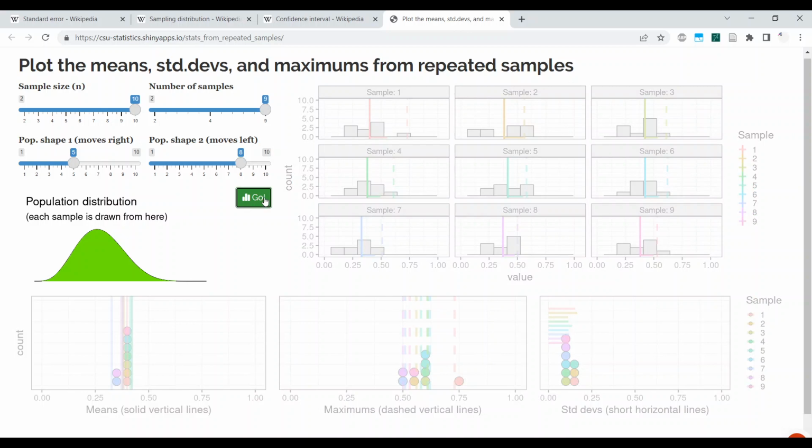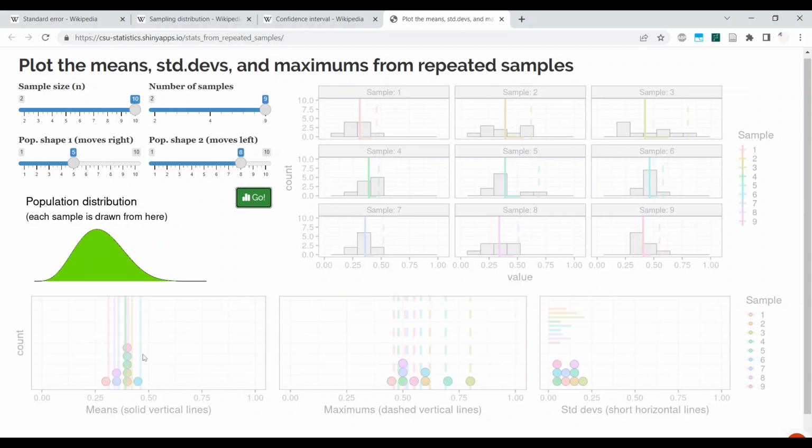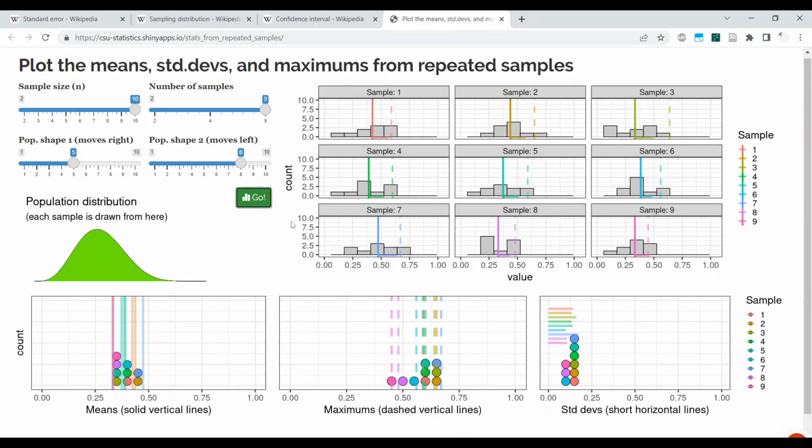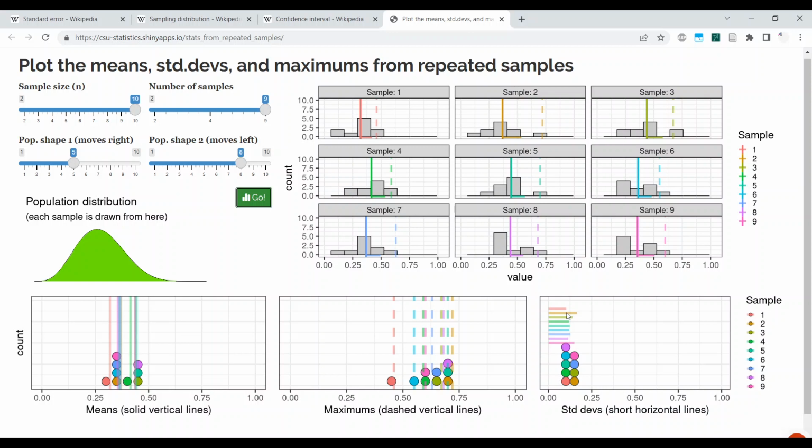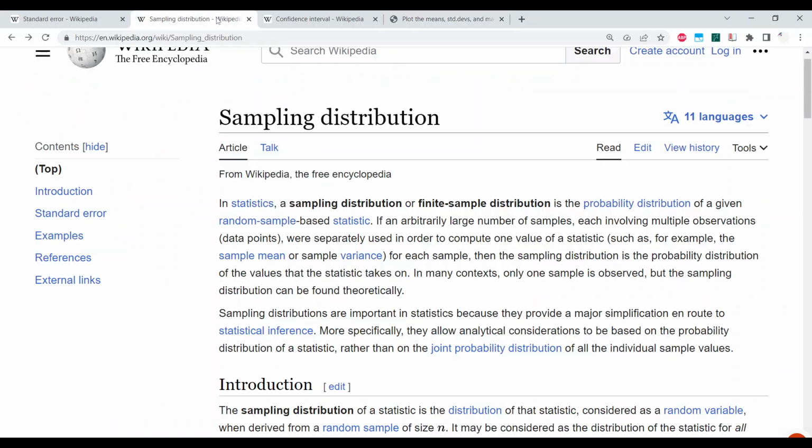If you're familiar with this thing called the central limit theorem, it says that the distribution of means should tend towards normal. Now, you're not really seeing a normal distribution here because I'm only taking 9 samples. There's a concept called a sampling distribution. And here's a little Wikipedia page on it. This is a very important concept.